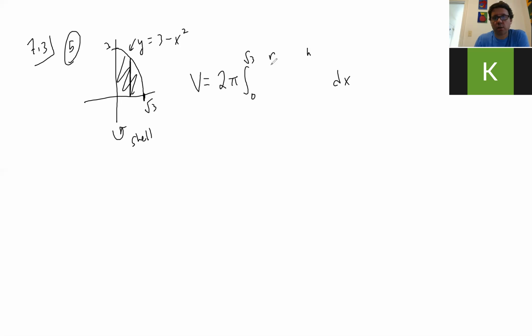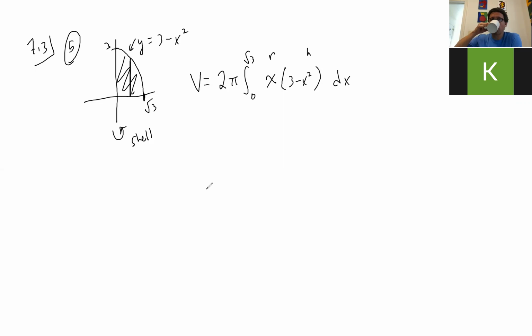Radius and height. The radius is always x unless you move the axis of revolution. So if the y-axis is the revolution, then the radius would just be x. The height will be governed by the curves. In this particular case, the curve is 3 minus x squared and 0, so 3 minus x squared. So at least for the setup, that's it. If you got the setup, then you're okay. If you didn't, then we need to fix that. If you got the setup and worked it out and you didn't get the right answer just because you had some integral problem.